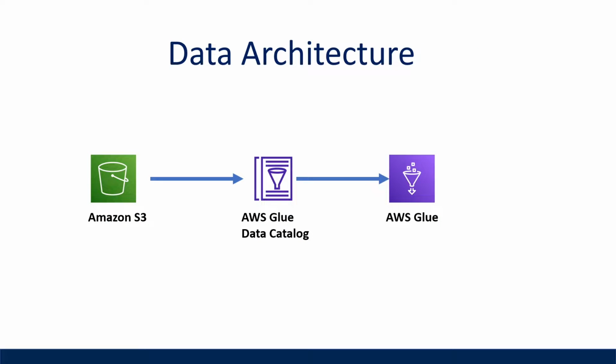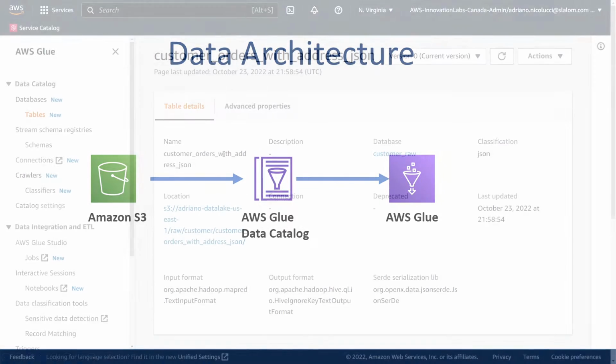The step-by-step walkthrough will be using a customer order JSON file that has multiple addresses for each customer ID. The data is stored in AWS S3 and is cataloged in our AWS Glue catalog already. We'll be creating an AWS Glue job with PySpark to transform our data.